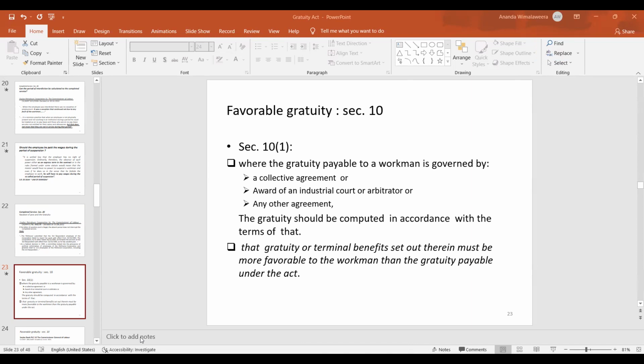The gratuity should be computed in accordance with the terms of that.